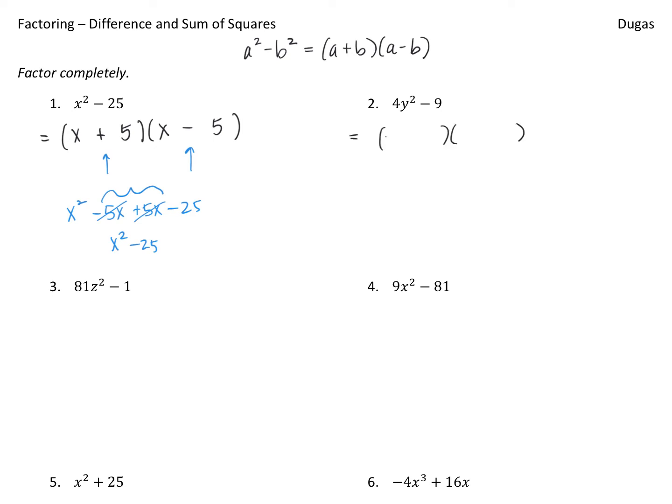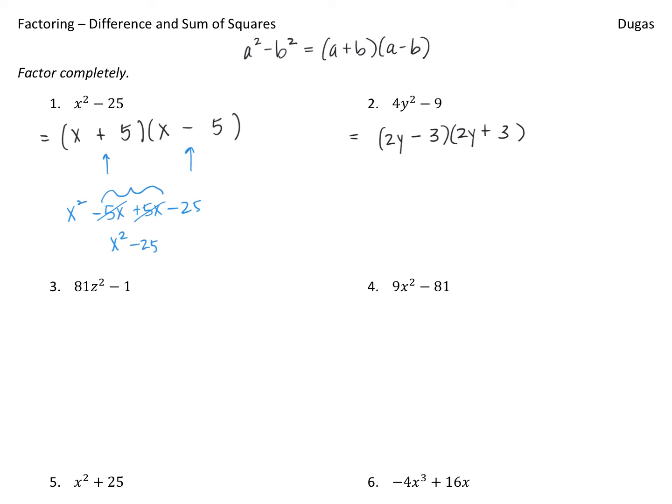So the square root of 4 is 2, and that's attached to the y squared. So it's going to be 2y times 2y. Different signs. It doesn't matter if you put the plus first or the minus first, as long as you have one of each. And then the square root of 9 is 3. 3 times 3 is 9. And that's it. You've just factored that.